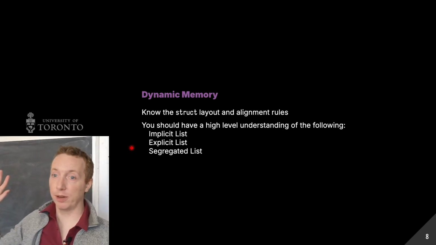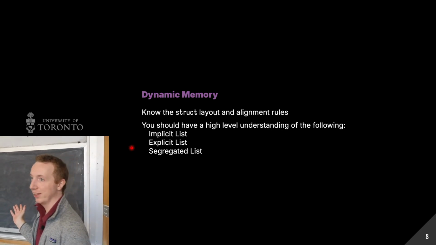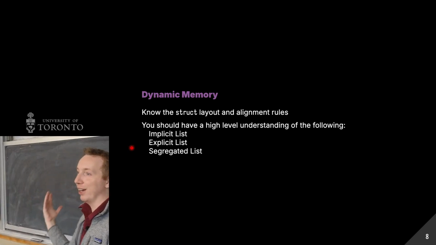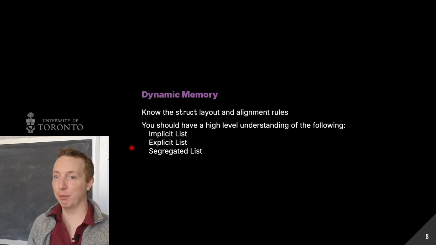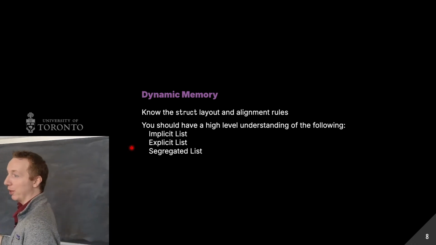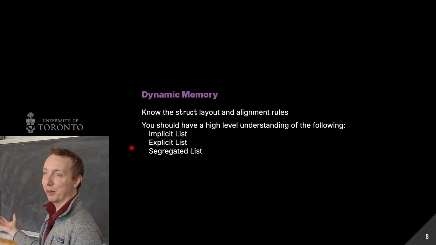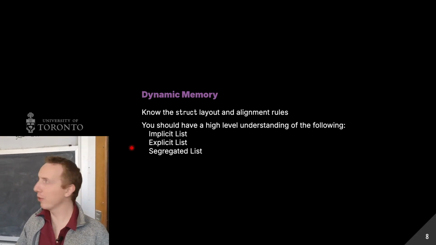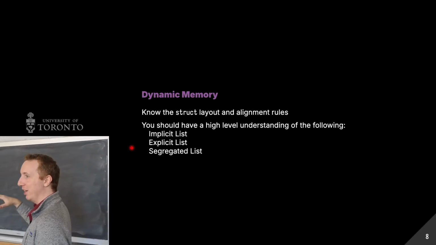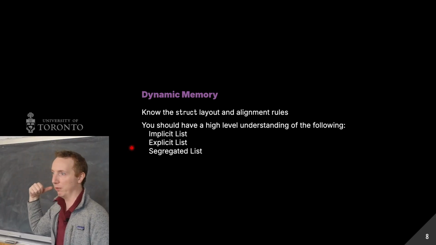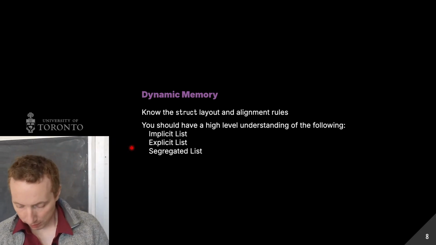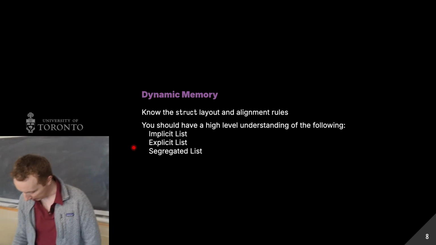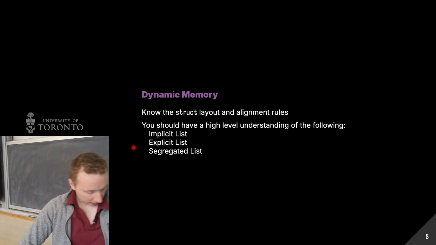For explicit list, for allocation, what was our improvement? We made it linear in terms of free blocks. And for segregated list, for allocation, we tried to make it more or less constant. In the worst case it gets a little linear, but not in terms of number of allocated and free blocks. So we had those three different ones, and you should be able to name them all.